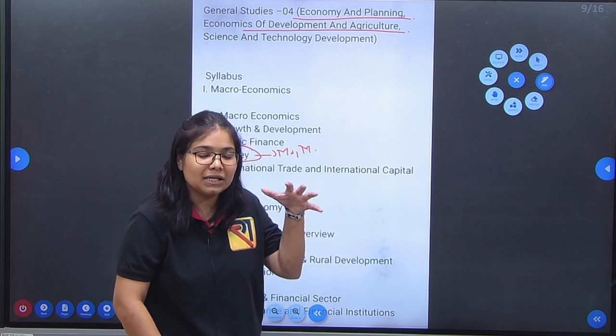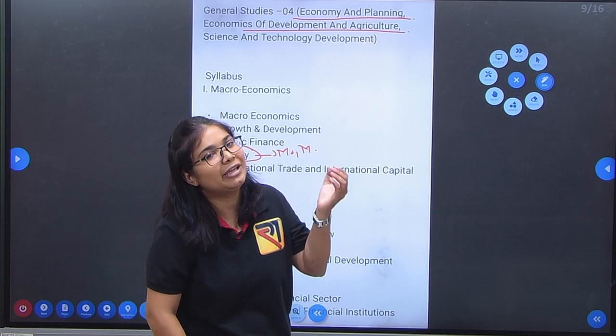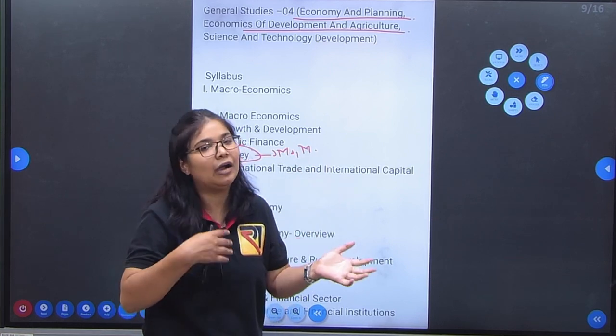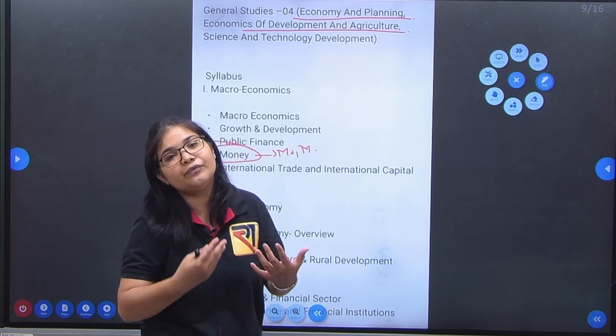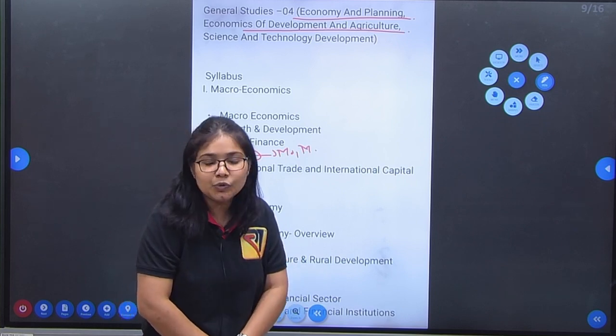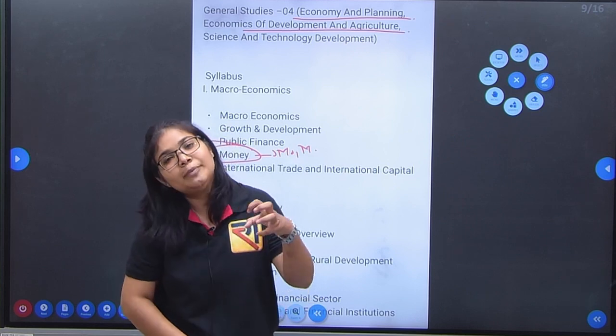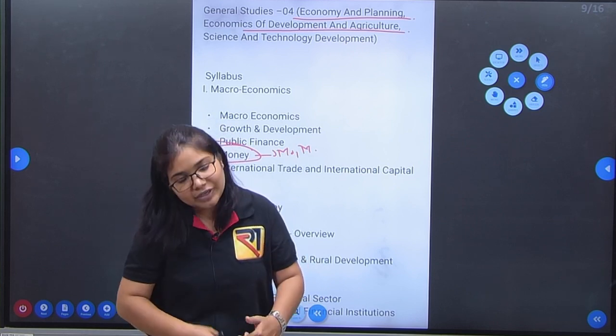Then the circulation of money is controlled by the RBI. Therefore, we have to discuss the RBI, right? The different operations that are used by the RBI to control the money supply in the economy, we will discuss.